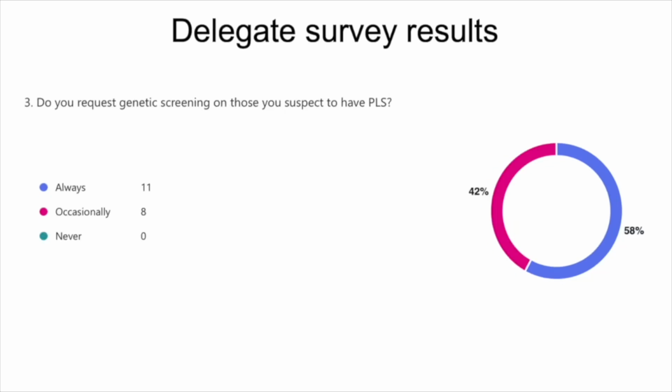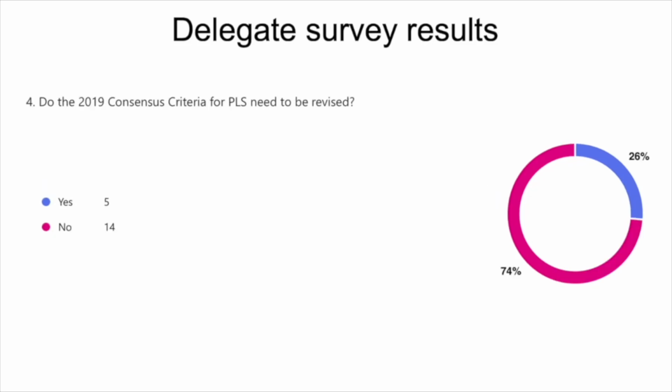Do you request genetic screening on those you suspect have PLS? So 11 people always, the rest occasionally. No one said that they never do. Do the criteria need to be revised? 14, a reasonable majority, said no, but the 5 who said they did, their comments are as follows.